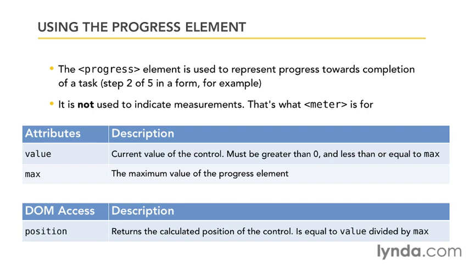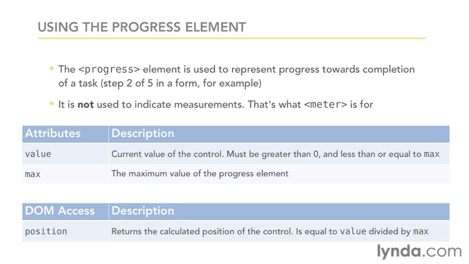The DOM function position returns the calculated position of the control, and it's basically equal to the value divided by max. So in this case, you would divide 2 by 5 and you'd get 0.4 or 40%. So let's go ahead and take a look at this in the code, see how it works.